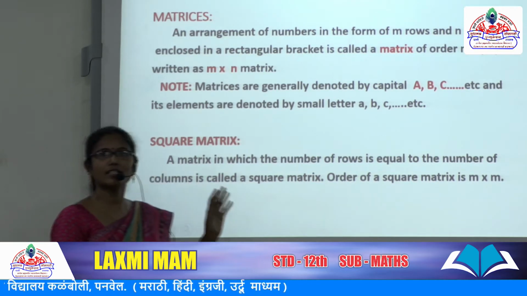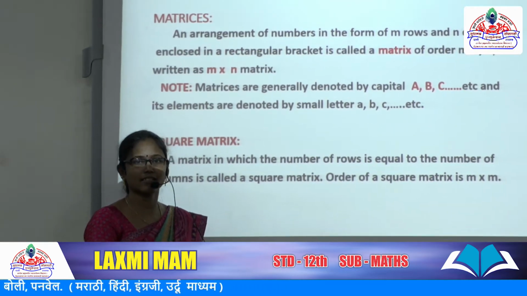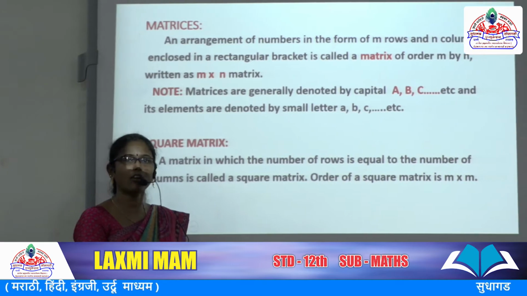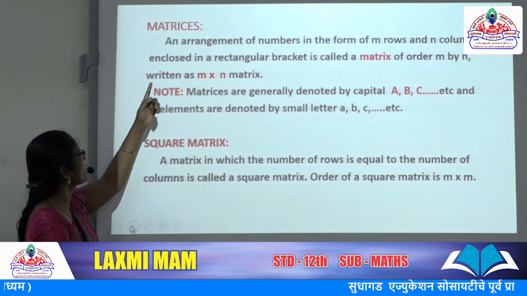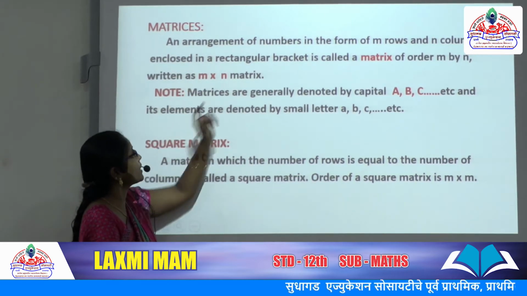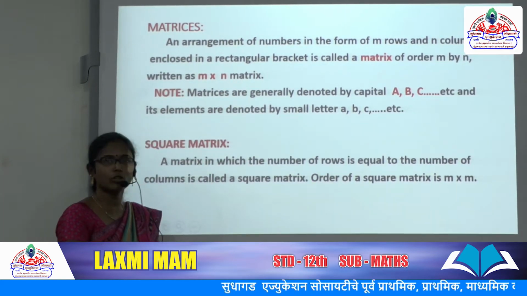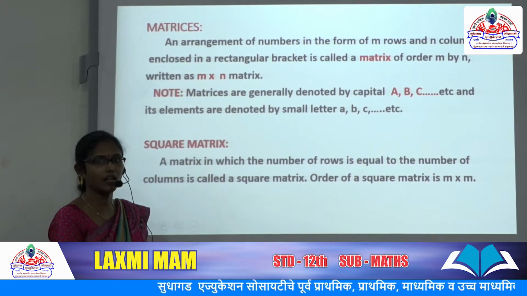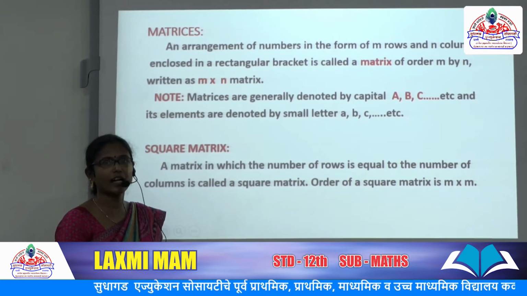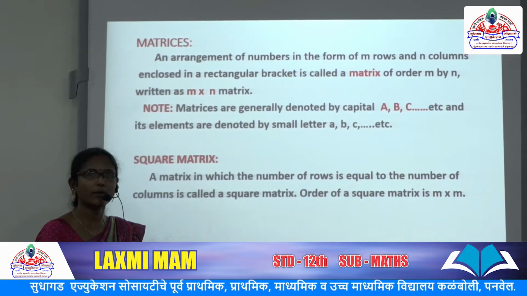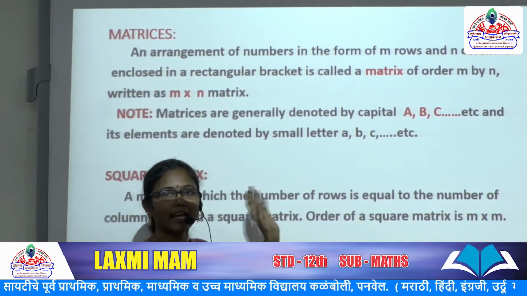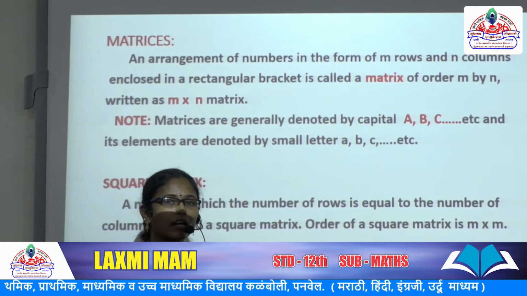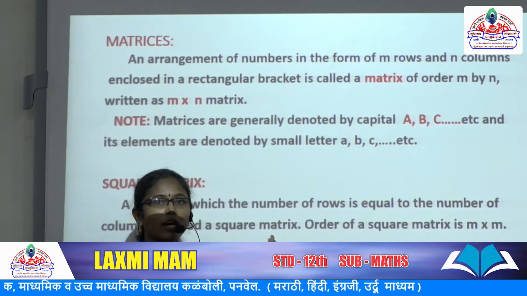First, what is the definition of a matrix? What is the definition of matrix? ठीक है, मैट्रिक्स मतलब क्या है? See the definition, an arrangement of numbers. नंबर्स को हमने अरेंज करके रखा. अरेंज मतलब इधर उधर ऐसा नहीं डालने का. We should arrange in a proper way in the form of m rows. How many rows? m. We can put कितना भी rows हम लोग अप्लाई कर सकता है.